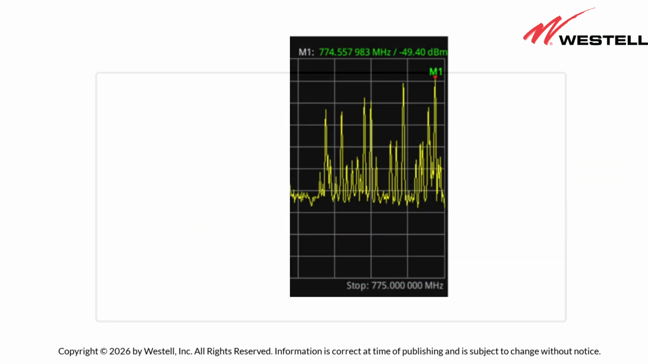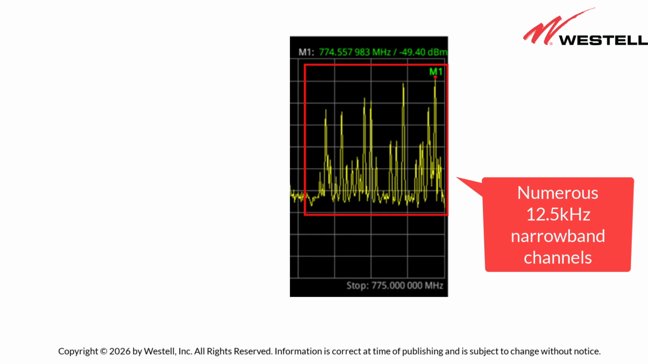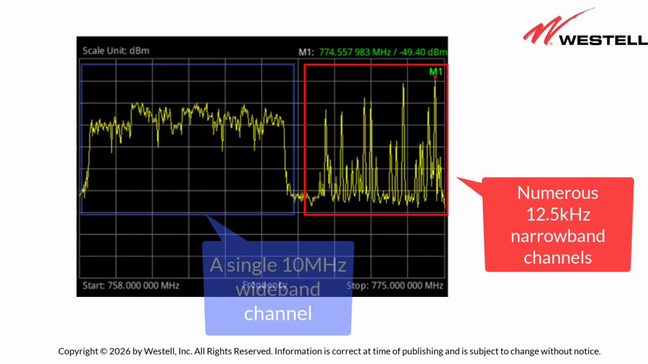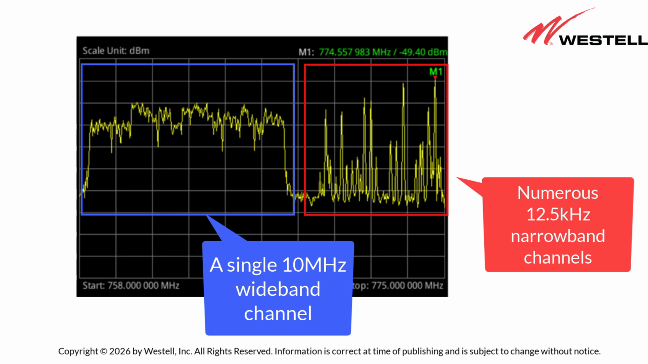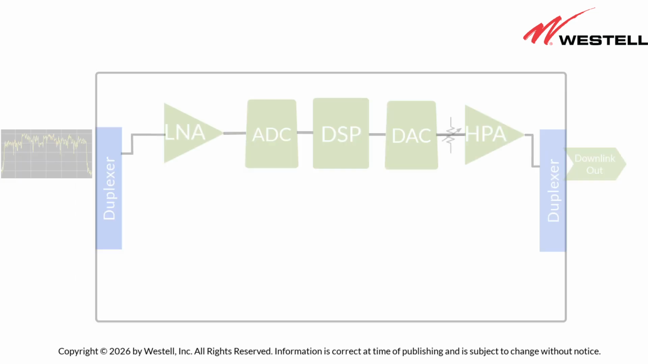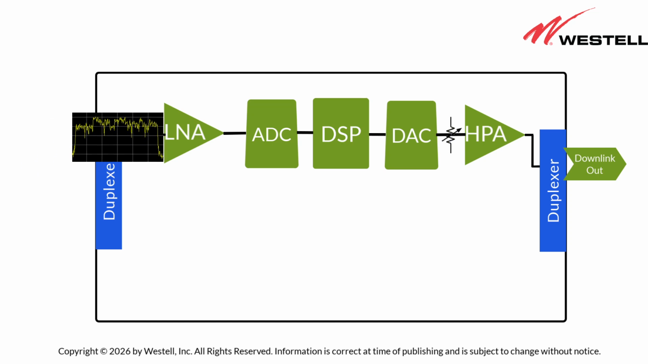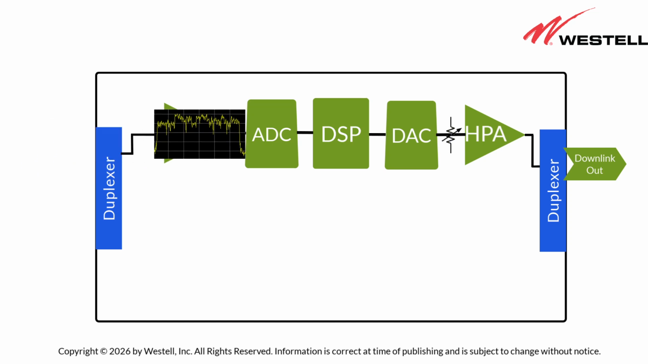In the United States, first responder networks use narrowband channels, typically 12.5 kHz wide. Cellular networks use wideband channels, typically 5, 10, or 20 MHz or wider. Wideband interference occurs when a cellular channel overwhelms the BDA with excessive power. This can happen when a cellular site is very close to the BDA's donor antenna.